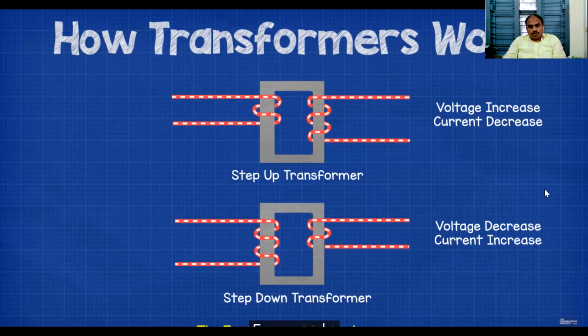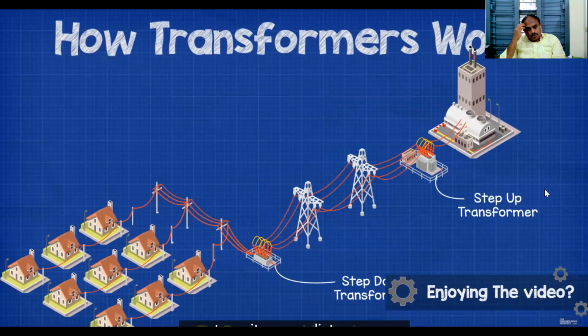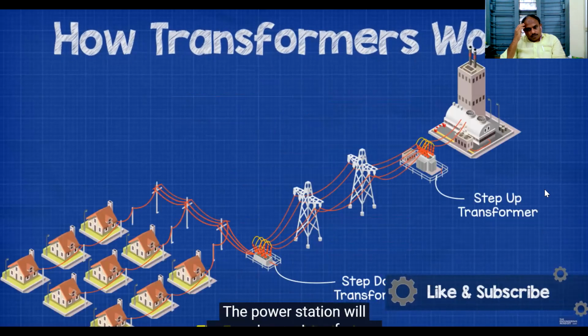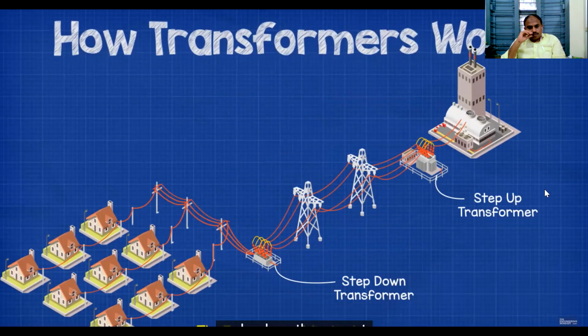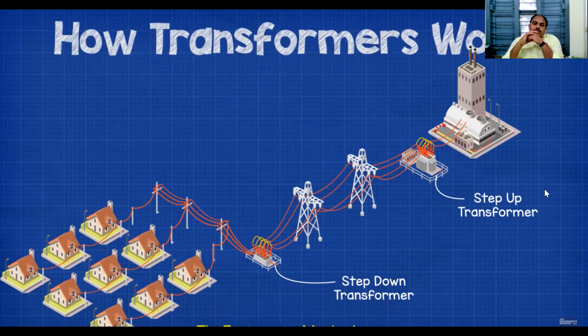For example, a power station needs to transport the electricity it has generated over to a city some distance away. The power station will use a step-up transformer to increase the voltage and reduce the current, as this will reduce the losses through the long transmission cables. Then, once it reaches the city, this will need to be reduced to make it safe and usable by buildings and homes, so there will need to be a step-down transformer.